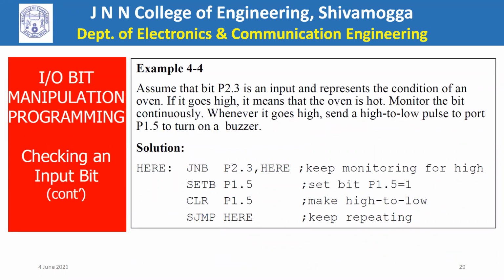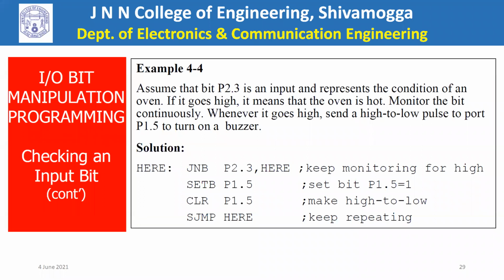Assume that P2.3 is an input and represents the condition of an oven. If it goes high, it means that the oven is hot. Monitor the bit continuously. Whenever it goes high, send a high to low pulse to port P1.5 to turn on the buzzer. This is an application-like concept.